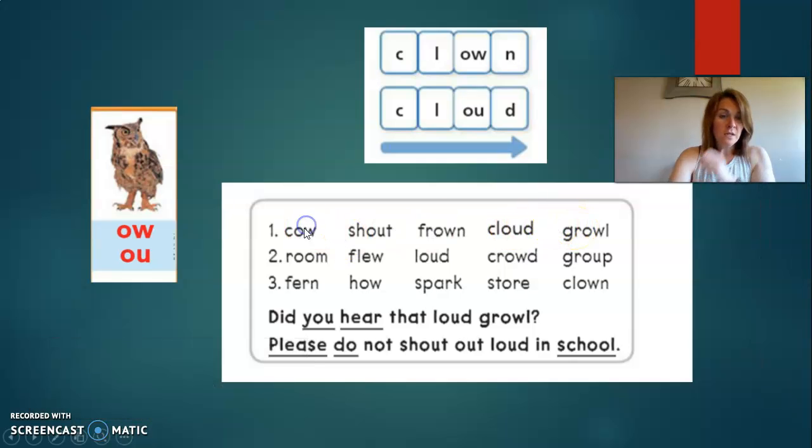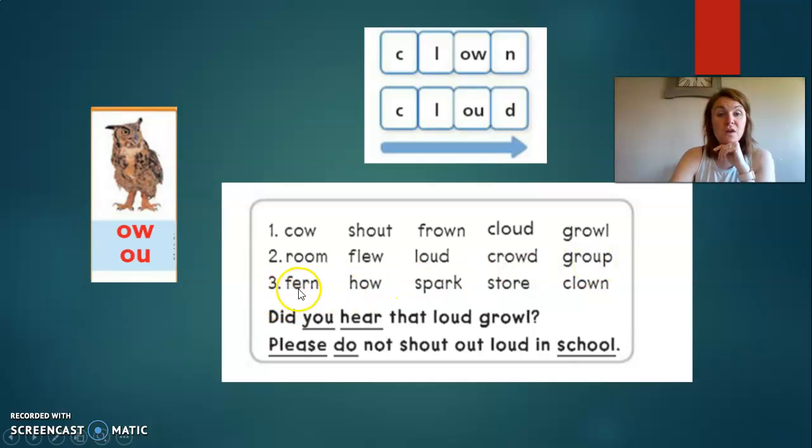Row 2. Ooh, room. Flew, flew. Loud, loud. Crowd, crowd. Group, group. That's a tricky one because it doesn't say group. And that one is in there probably so that we can talk about it. Sometimes OU says ow and sometimes it says ooh. And it just depends because you know group is not a real word, especially if you're saying I was in a group of people. That didn't make sense. I was in a group of people would make more sense.